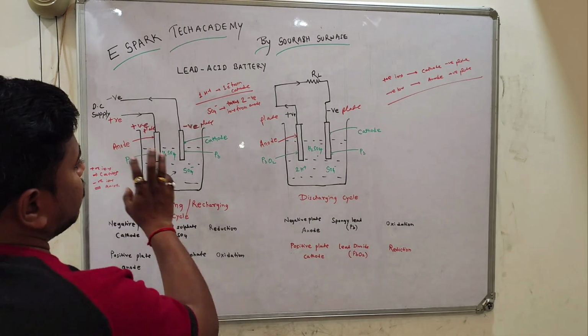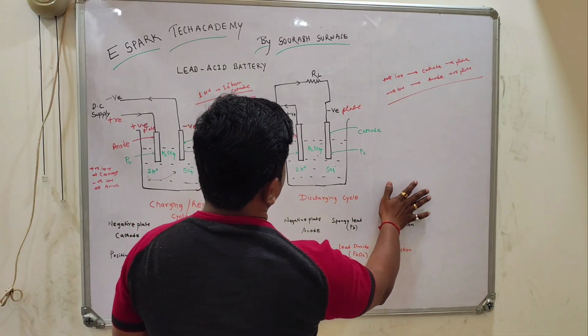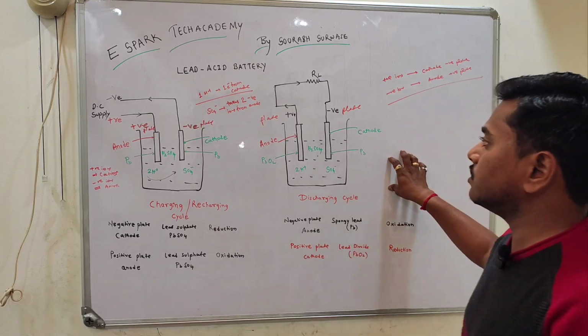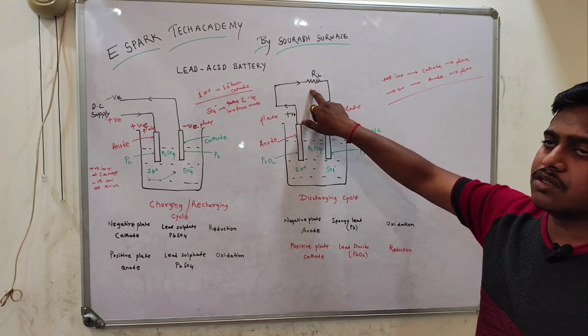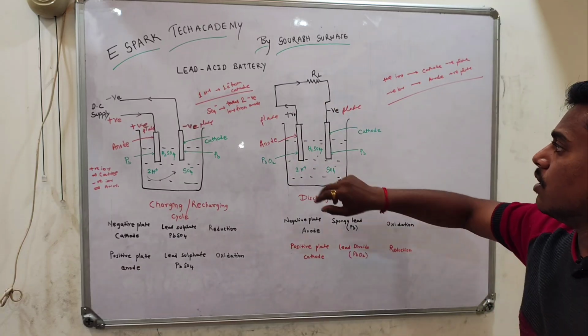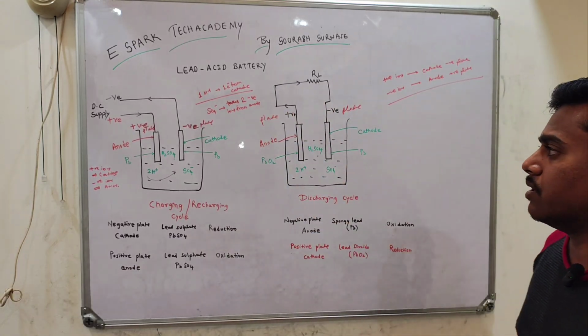In the same way, the reaction also happens during the discharging cycle. In the discharging cycle, we have just connected a resistance across the terminals, and this is nothing but a current flow from the positive plate to the negative plate.